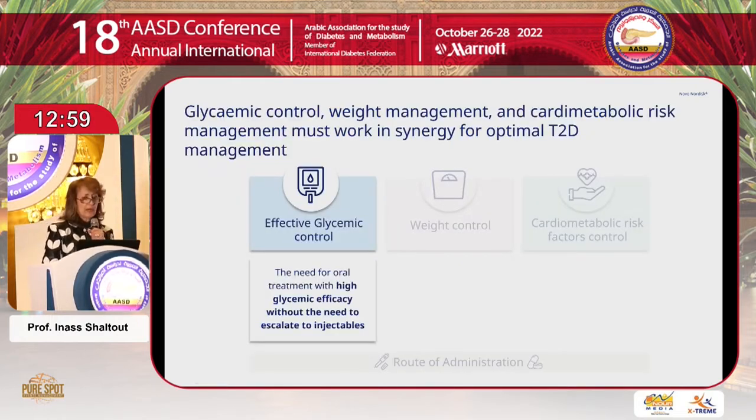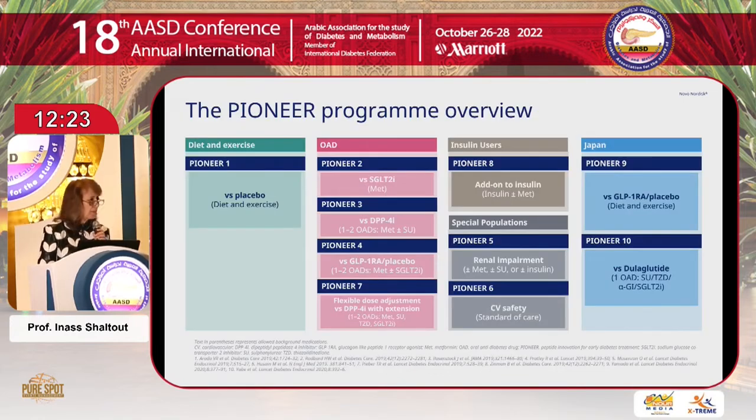Glycemic control, weight management, and cardiometabolic risk management must work in synergy in order to optimize type 2 diabetes control. Effective glycemic control is needed, so we have an oral anti-diabetic medication used for type 2 diabetes. Does it have the same efficacy as injectable GLP-1 receptor agonists or not? Let's start with the PIONEER program.